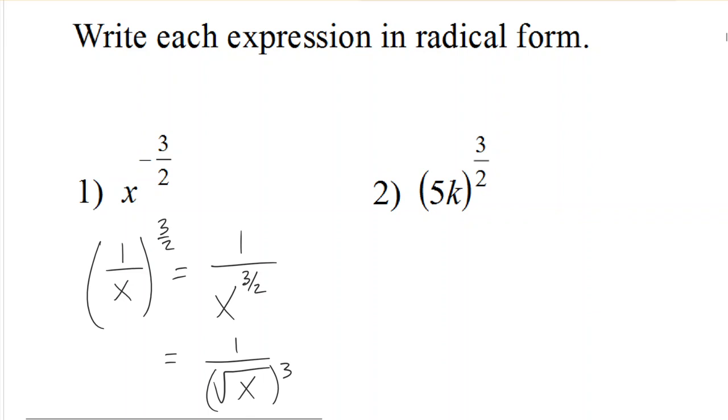This next one, radical form, this is the square root, right? Because there's a 2 of 5k taken to the 3rd power. Now you don't need that 2 in there, so it's just the square root, but there's an invisible 2 there.